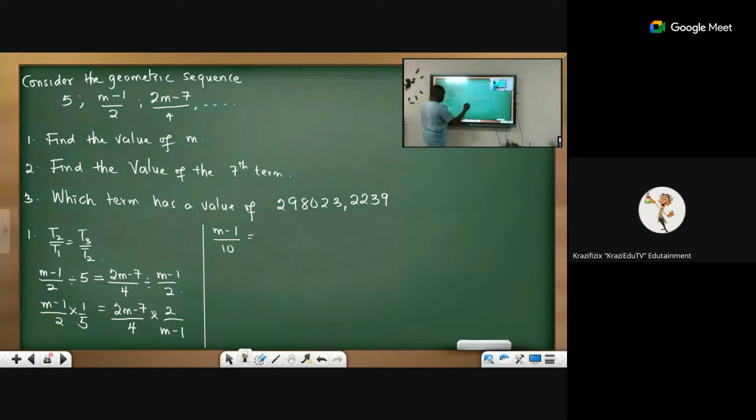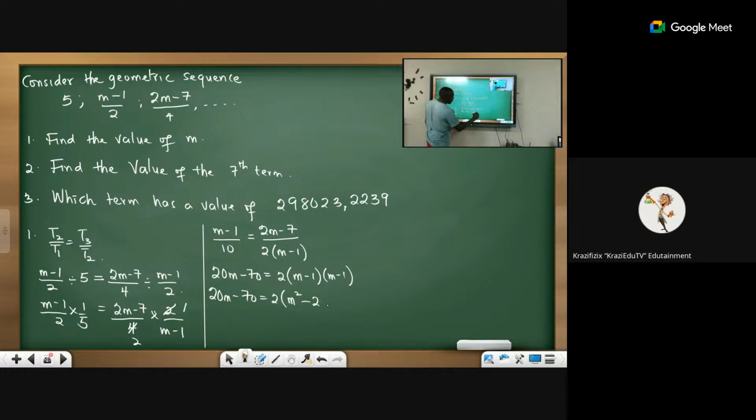What will this give us? Can I do that? Is that fine? So what will this give me? 2m minus 7 over 2 into bracket m minus 1. Can we then cross multiply? What do we have? 20m minus 70, m minus 1, right? Okay. 20m minus 70. What does this give us? M squared minus 2m plus 1.